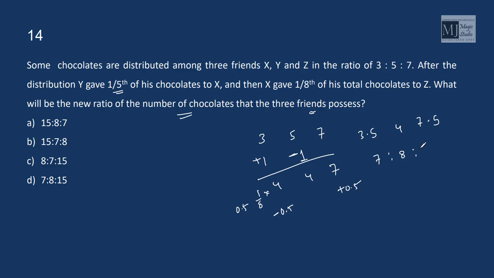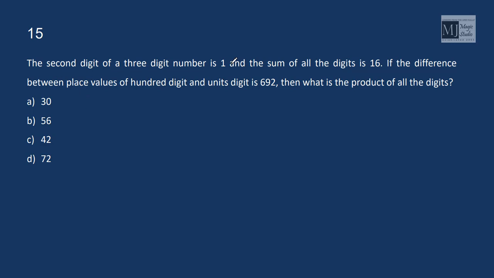7 is to 8 is to 15. Option D. The second digit of a 3-digit number is 1.